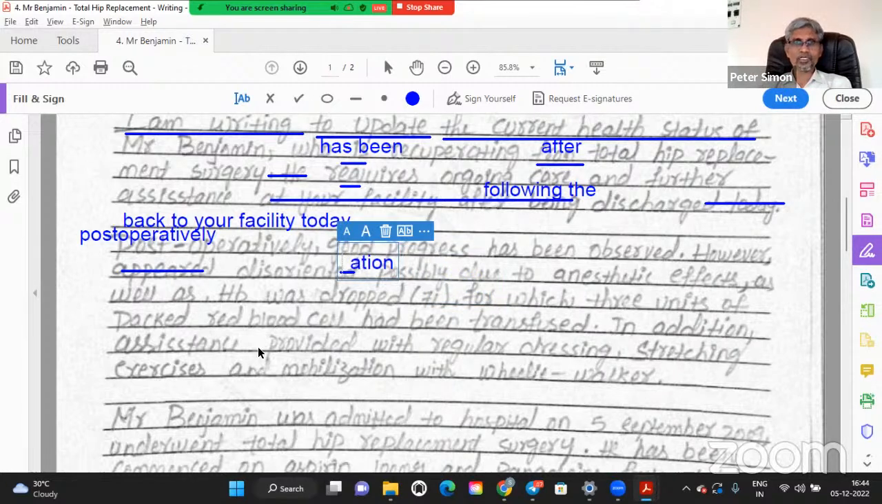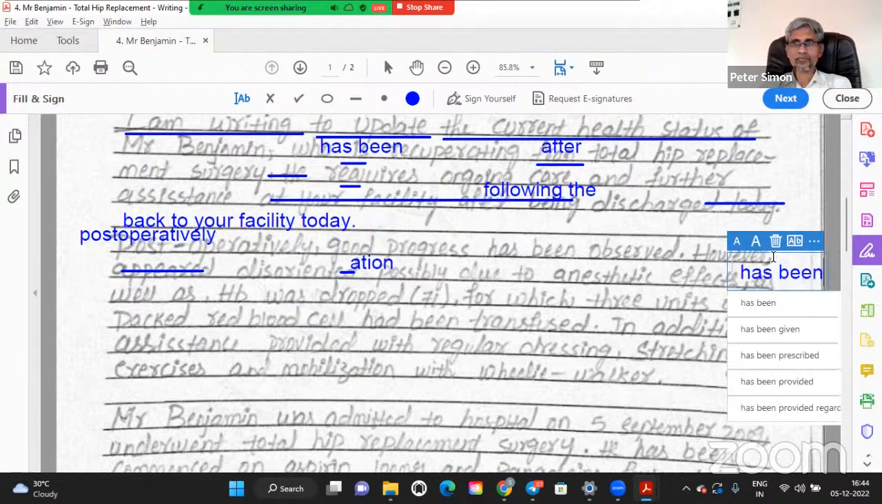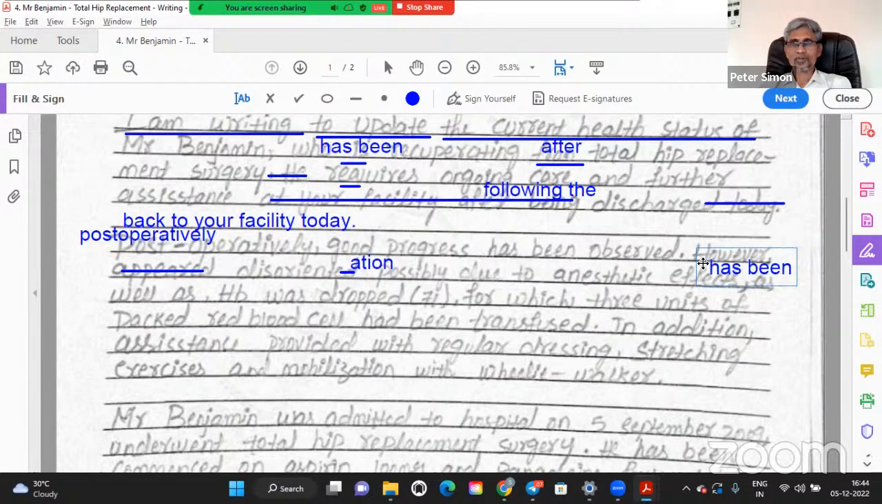However, disorientation possibly due to anesthetic effects has been noticed.